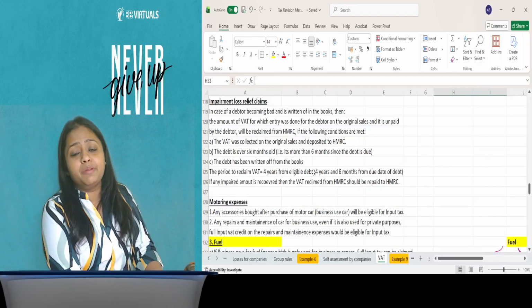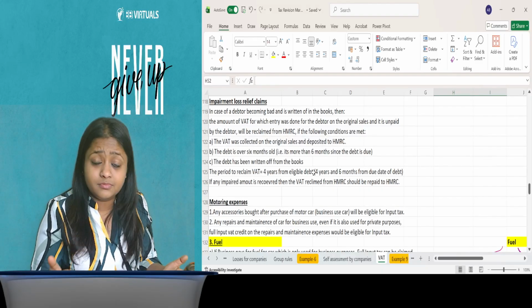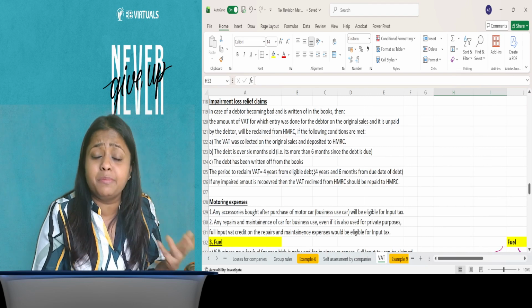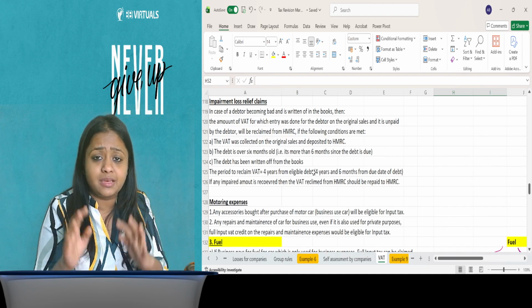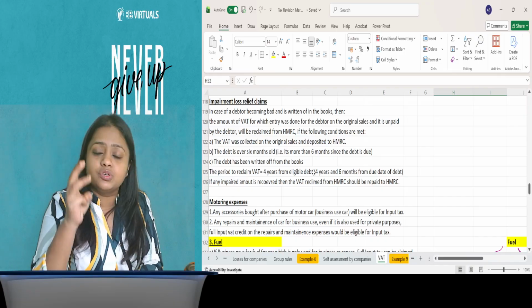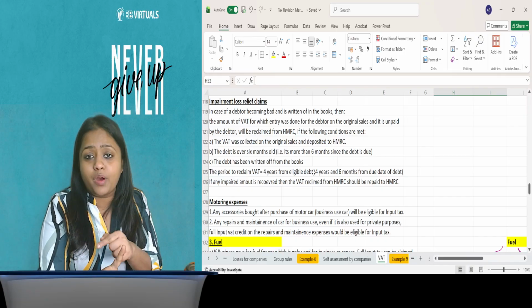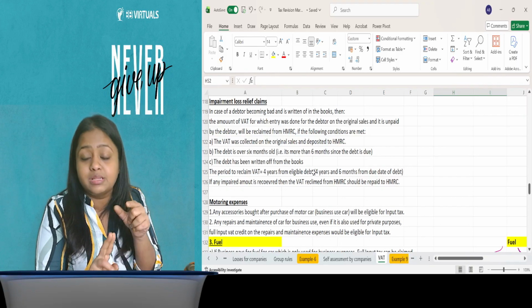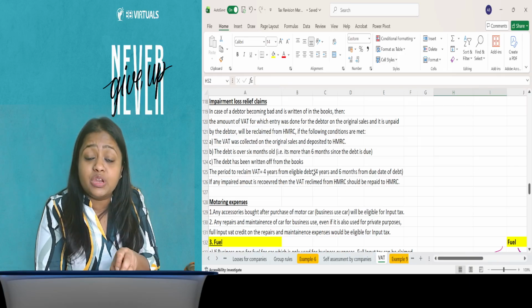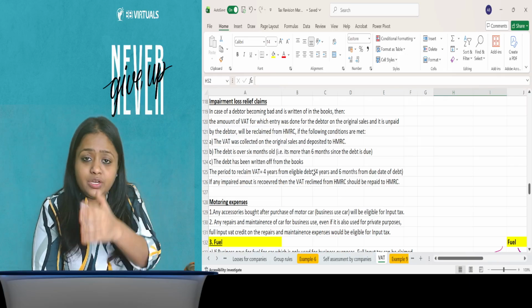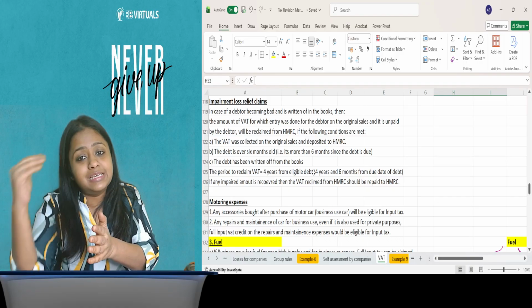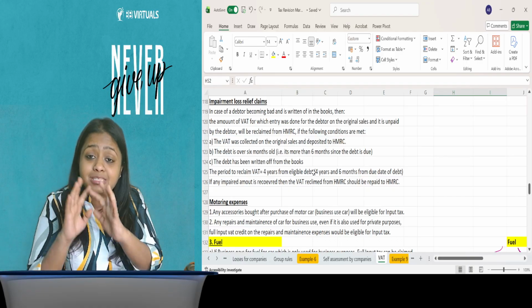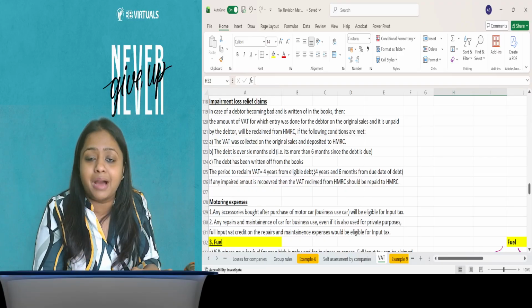In case of impairment loss relief claims, 3 pointers to note. Impairment loss means what? Bad debts. Bad debts are written off in your books of accounts. So 3 important points to note. Number one, the impairment loss must have been written off in the books of accounts. Number two, the debt is overdue by 6 months. So you go to the due date of the debt and from there you see 6 more months. That means the debt is overdue by 6 months.